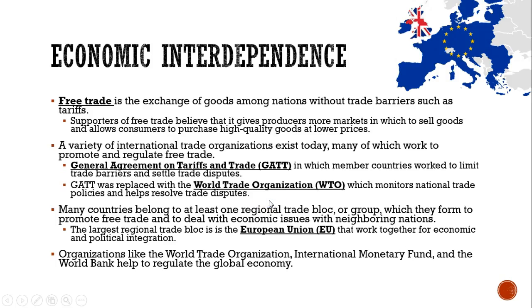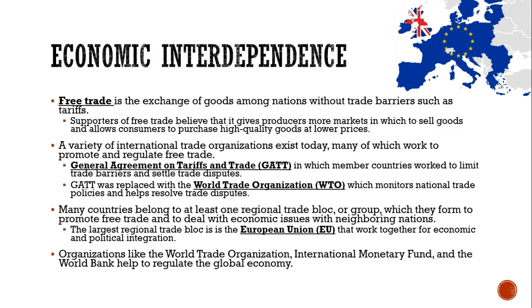Free trade is the exchange of goods among nations without trade barriers, such as tariffs. Supporters of free trade believe that it gives producers more markets in which to sell goods and allows consumers to purchase high-quality goods at lower prices. For example, the United States is a part of NAFTA, the North American Free Trade Agreement, in which we have opened free trade with Mexico and Canada.